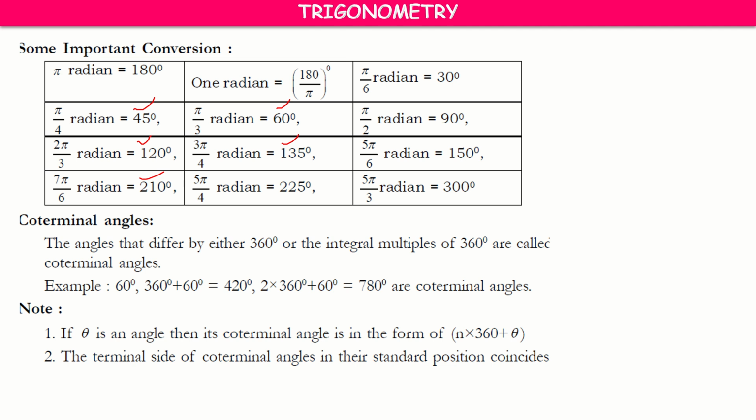Again 5 pi means 5 into 180 by 4. If you divide, you will get 225. Understand? Here, very important angles.